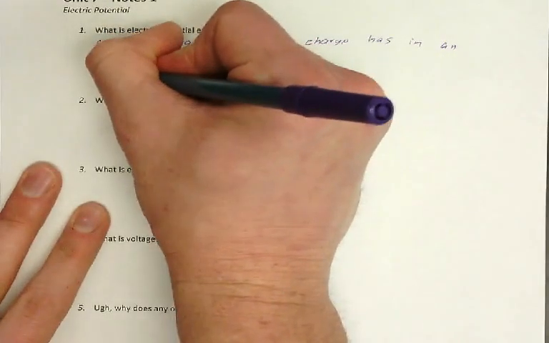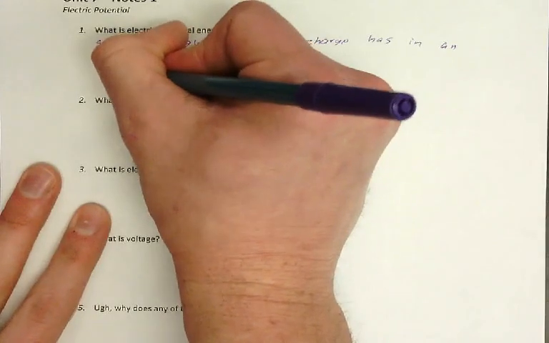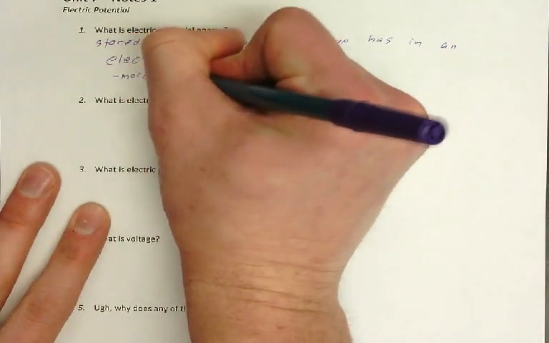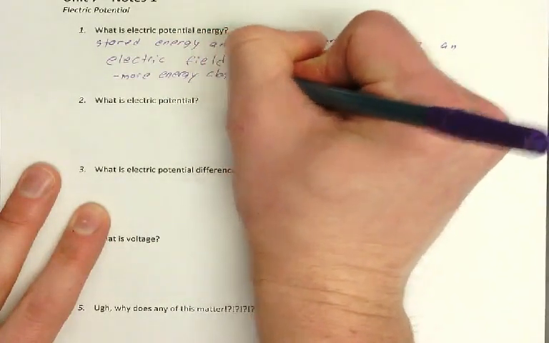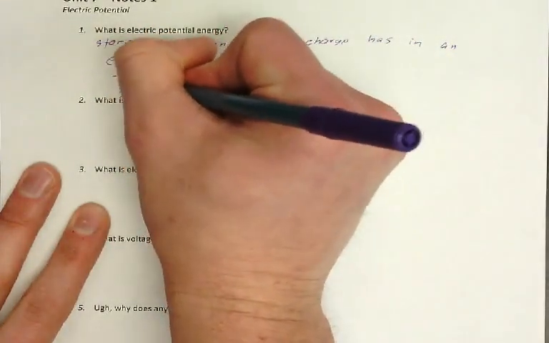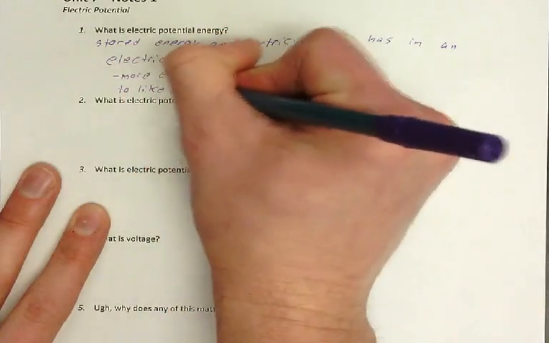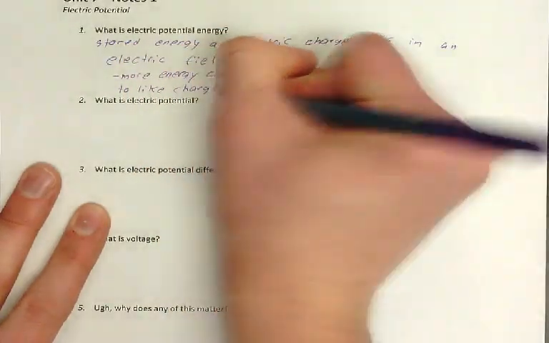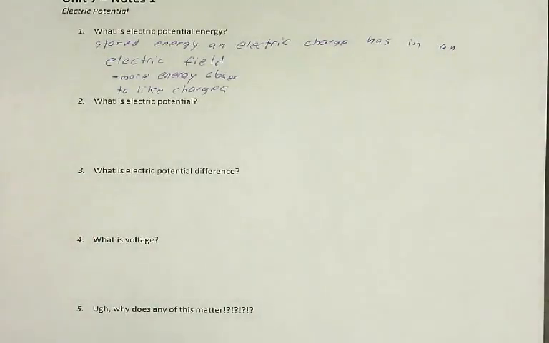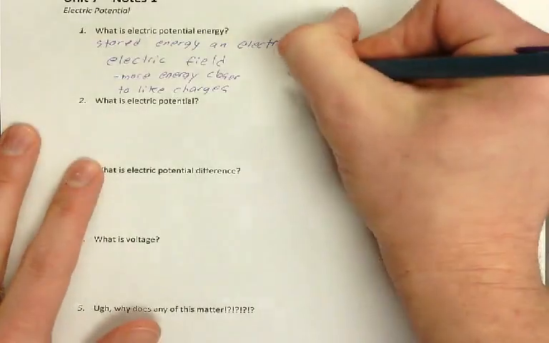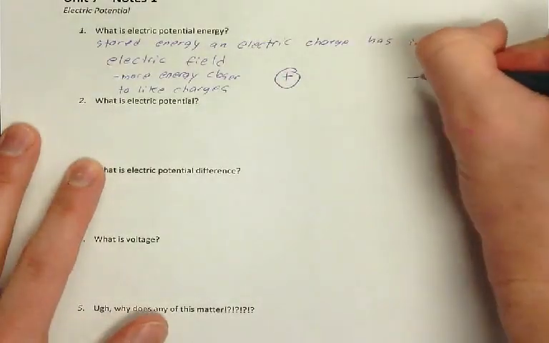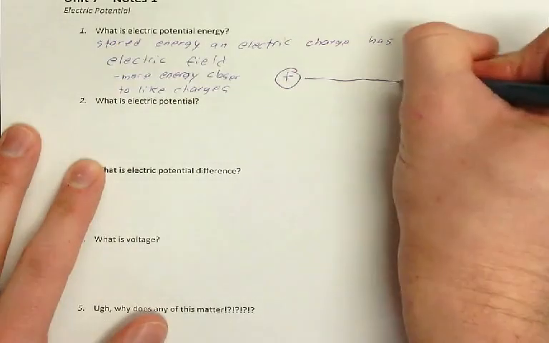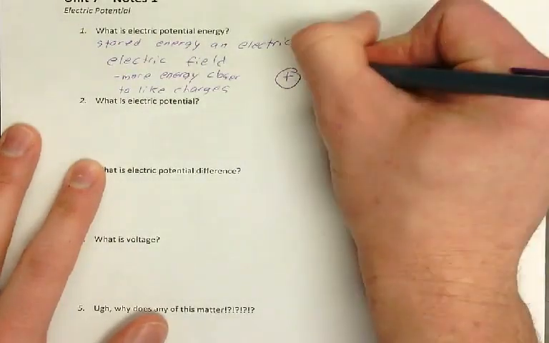And it's important to know how that works. So more energy closer to like charges, and therefore less energy the further you get from like charges or the closer you get to opposite charges. So if you have a positive charge here and a negative charge here, you're going to have an electric field that looks something like this.